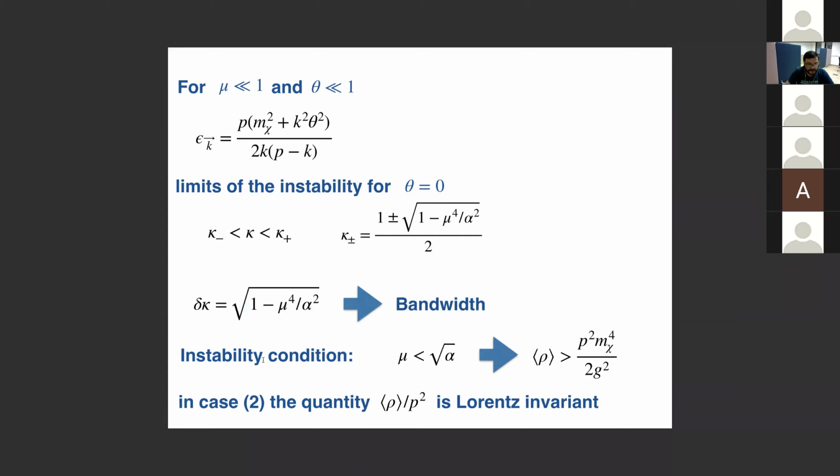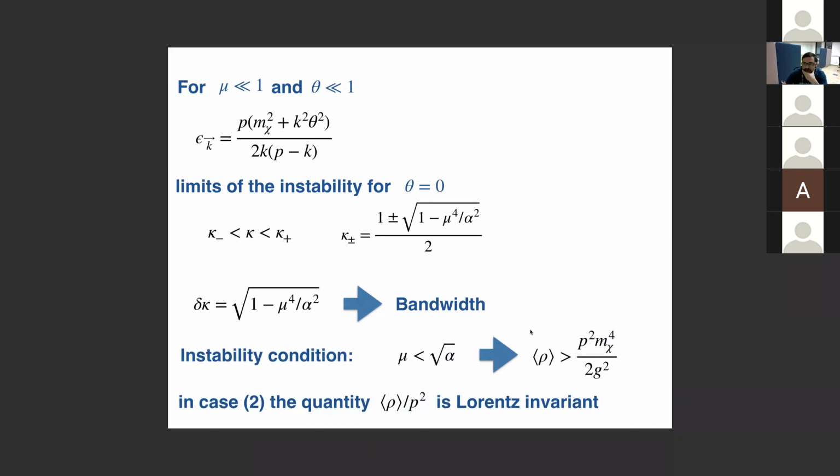Then to have the instability condition, we need this delta K to be bigger than 1. It means that the instability condition is that this mu must be smaller than the square root of alpha. In terms of the physical parameters, we find that the energy density of the decaying field must be bigger than the momentum squared, the mass to the fourth over 2 the coupling squared. Then this is the most important result.